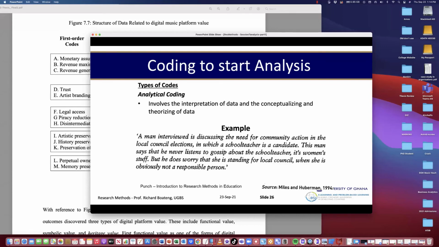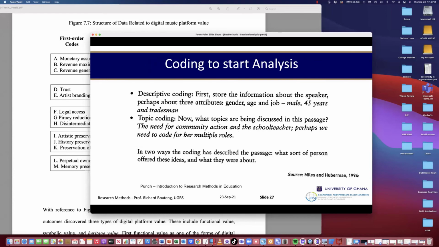So it tells you that there are some patriarchal perspectives from the man. In the descriptive coding, we can talk about the type of person he is. The man is male, he's 45 years old, and he's a tradesman. So you can say a tradesman who is older, and these are the views they are saying. The topical codes: what is being discussed? The need for community action. The school teacher. So in two ways, the coding described what sort of person offered the ideas and what they were about.